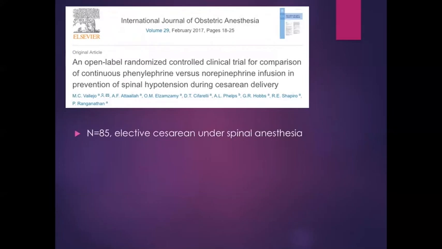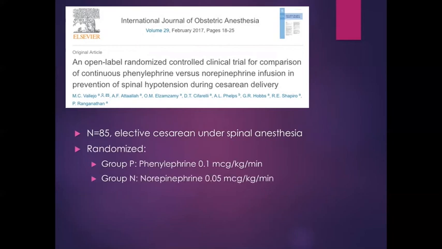85 parturients having spinal anesthesia for elective cesarean delivery were randomized to group P, which was a low-dose phenylephrine infusion, or group N, which was a norepinephrine infusion of 0.05 micrograms per kilogram per minute. Rescue bolus interventions of phenylephrine 100 micrograms for hypotension or ephedrine 5 milligrams for bradycardia with hypertension were given as required to maintain systolic blood pressure. Maternal hemodynamics were measured non-invasively.